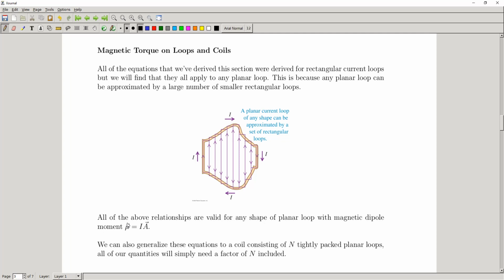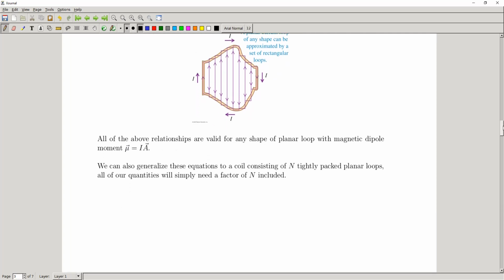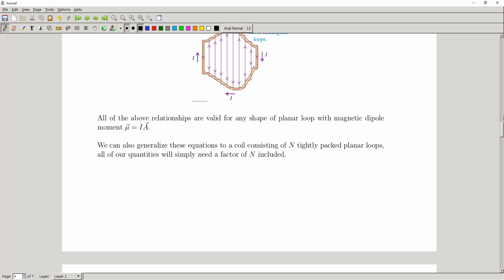Okay. We can also generalize these equations to a coil of these planar loops, right? So we can think of stacking tons of these loops on top of each other, and if we have, let's say, n very tightly packed planar loops, so we could stack dozens or hundreds of these on top of each other, all we would really need to do is count the contributions from each one. But that really just amounts to multiplying our result by n, because we're just getting one result per loop. If we have n loops, we take our result and just multiply it by n, right?